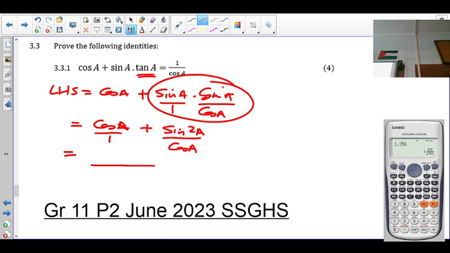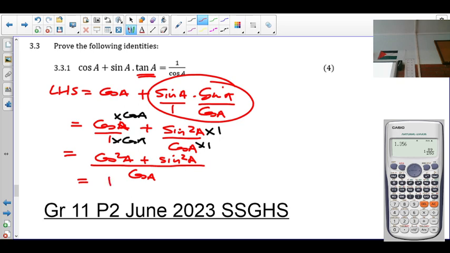So what's your LCM, people? Cos of A. So I multiply this by cos A. This will multiply by 1. So cos A times cos A is cos squared A plus sine squared A. So what's cos squared A plus sine squared A? 1. So it's 1 over cos A, which is equal to the left hand side. Okay. Of course, equal to the right hand side.